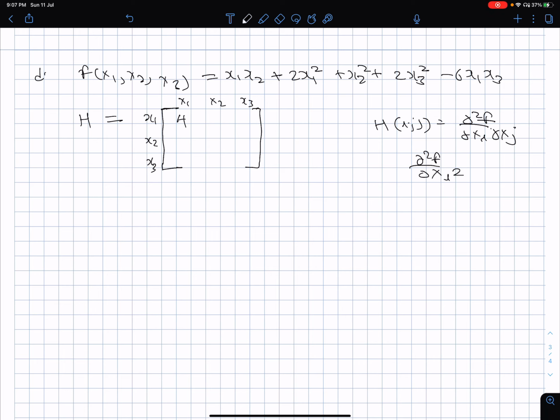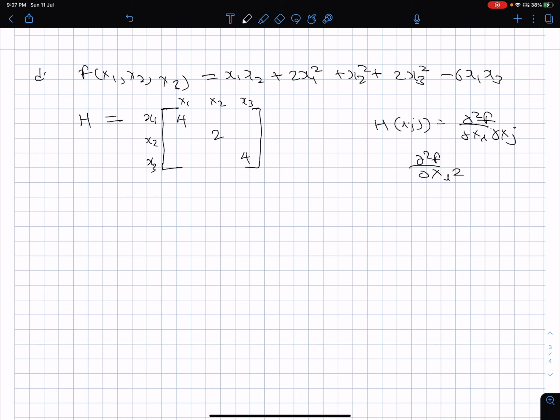Let's fill the diagonals. The second derivative, square term in x2 is only x2 square. So this is going to give a 2 here. First derivative will come as 2x2, then the next time you take it, it will be 2. And the third diagonal entry will give you again a 4.